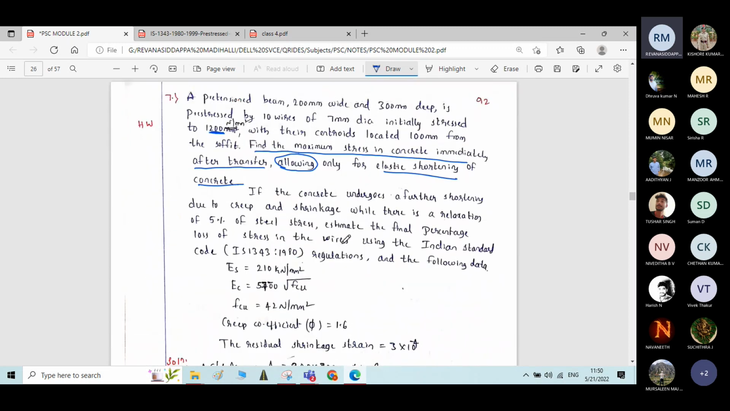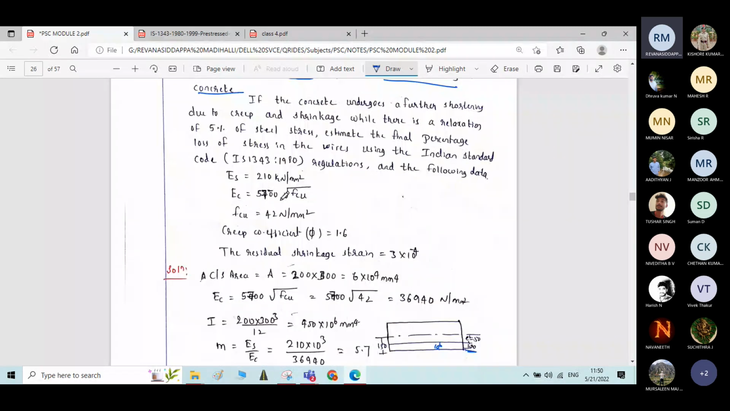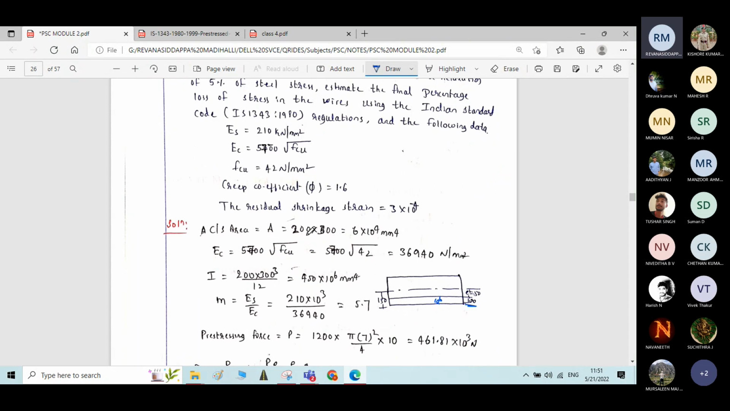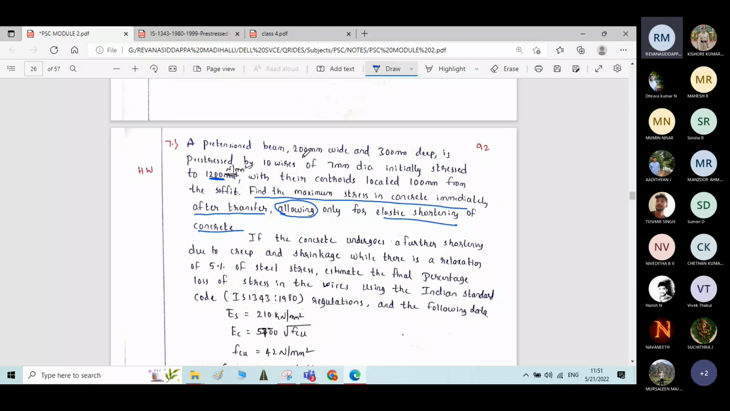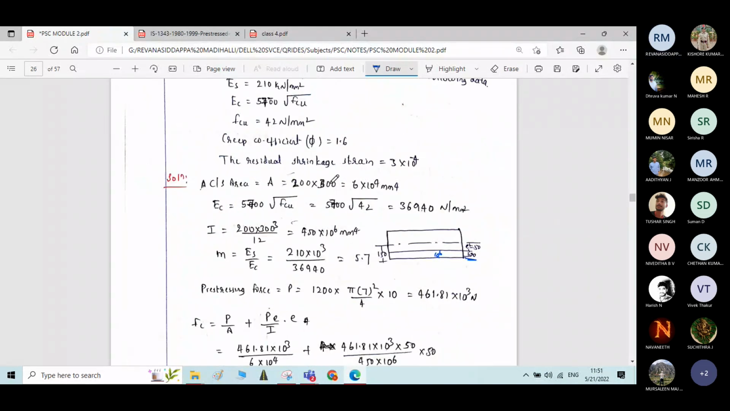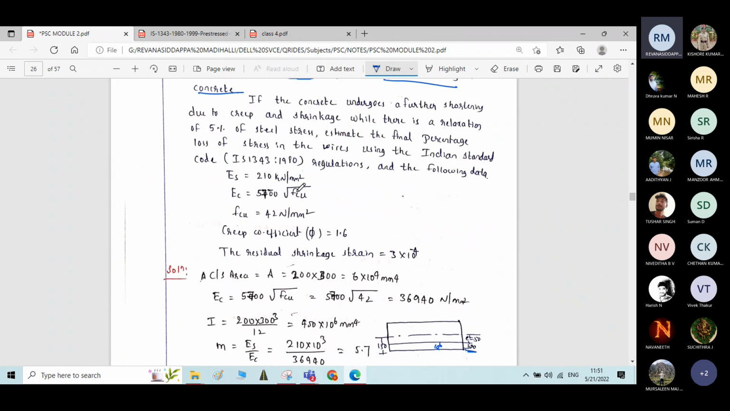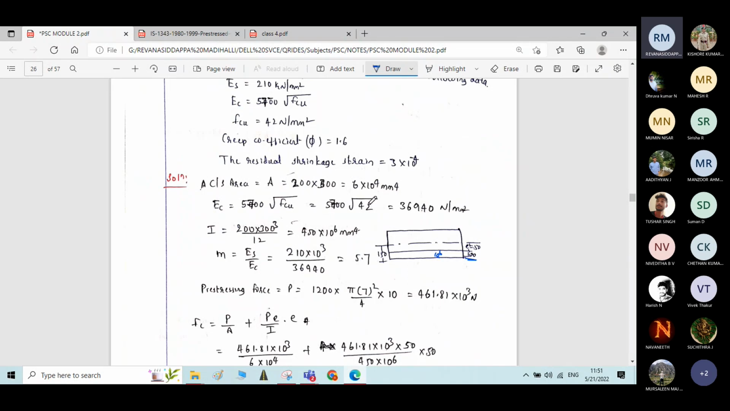Here Young's modulus of steel is given, Young's modulus of concrete is given, and the FCU value is given, coefficient of friction is given, shrinkage strain is given. Cross-sectional area is given as 200 by 300, and I have calculated the total area. Young's modulus of concrete he has given as 5700 root of FCU. Just substitute the value of FCU and I got this value. Then moment of inertia I have calculated. Modular ratio is nothing but the ratio of Young's modulus of steel and concrete. That also I calculated, and I got it as 5.7.